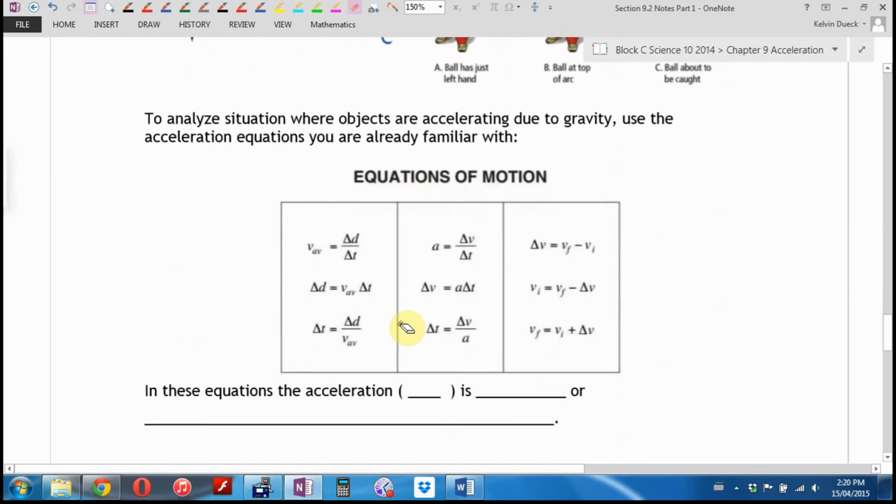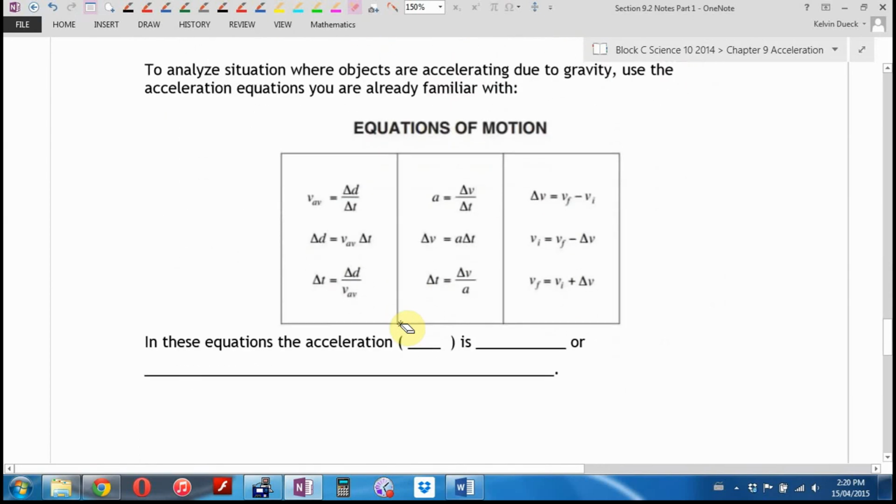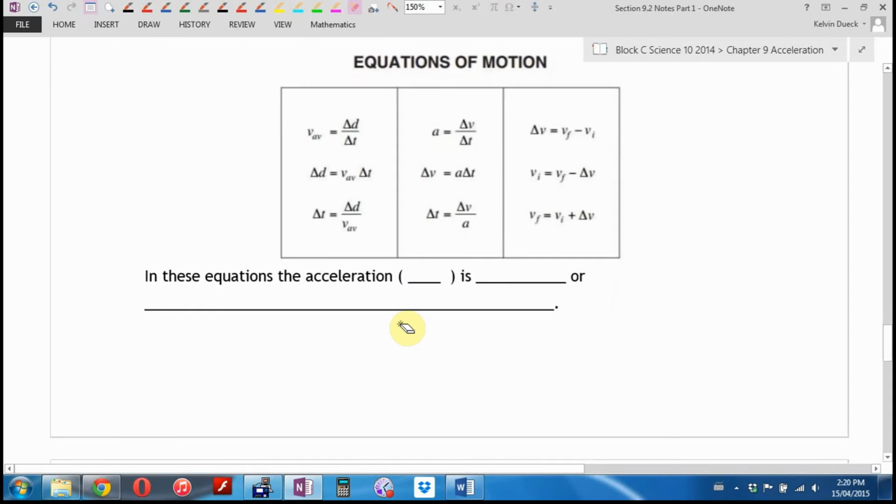To analyze situations in free fall, we can use the accelerations that we're already familiar with. In these equations, the acceleration a is little g, or negative 9.8 meters per second squared.